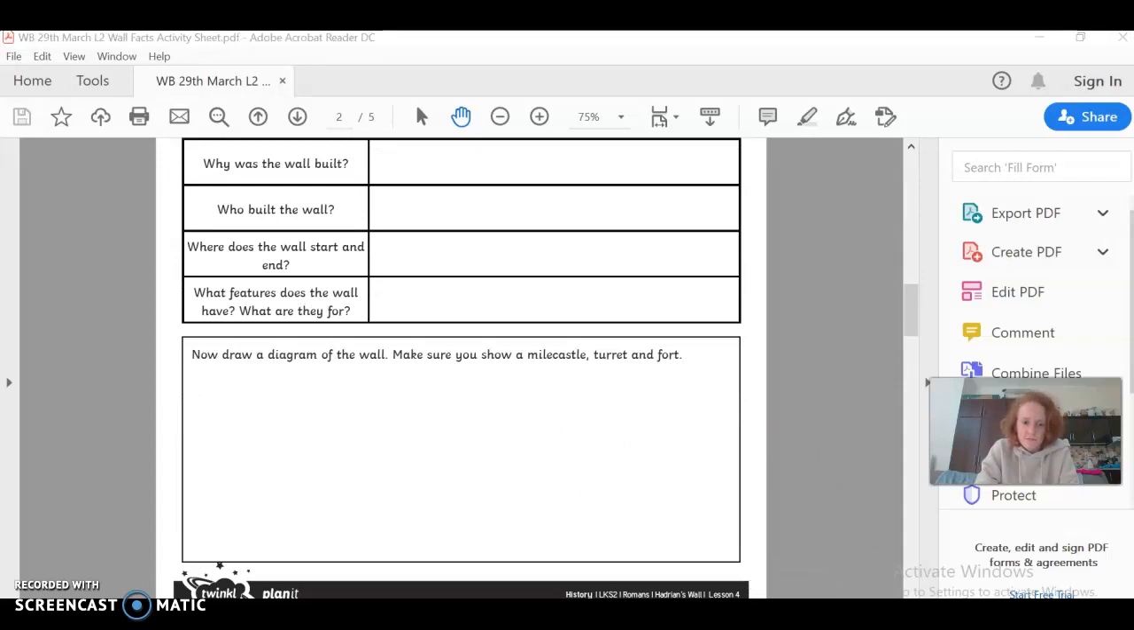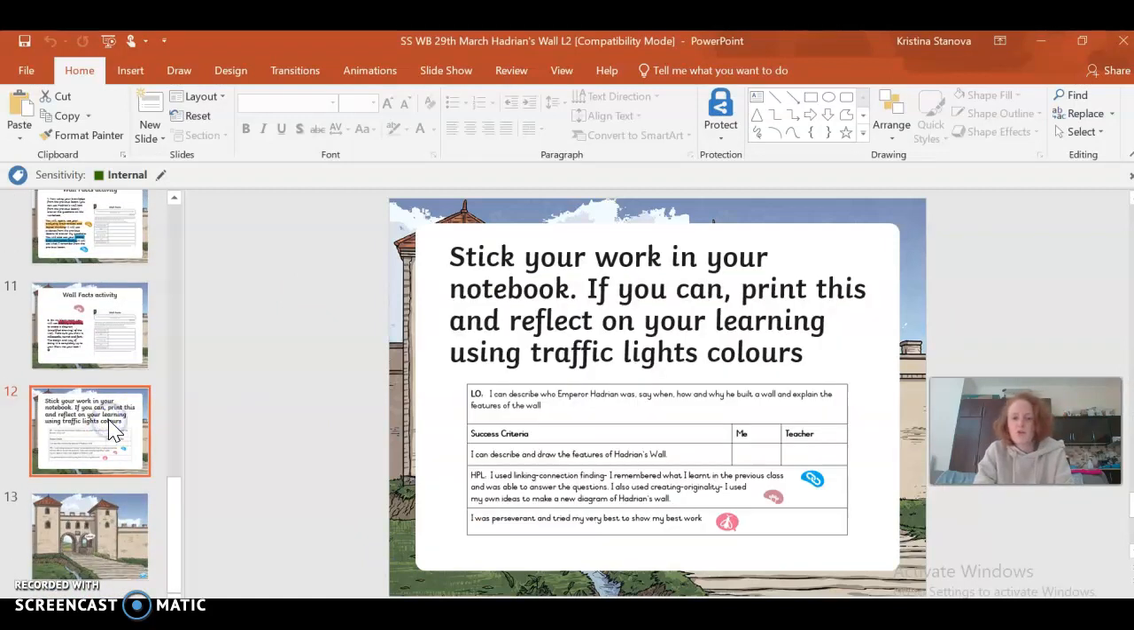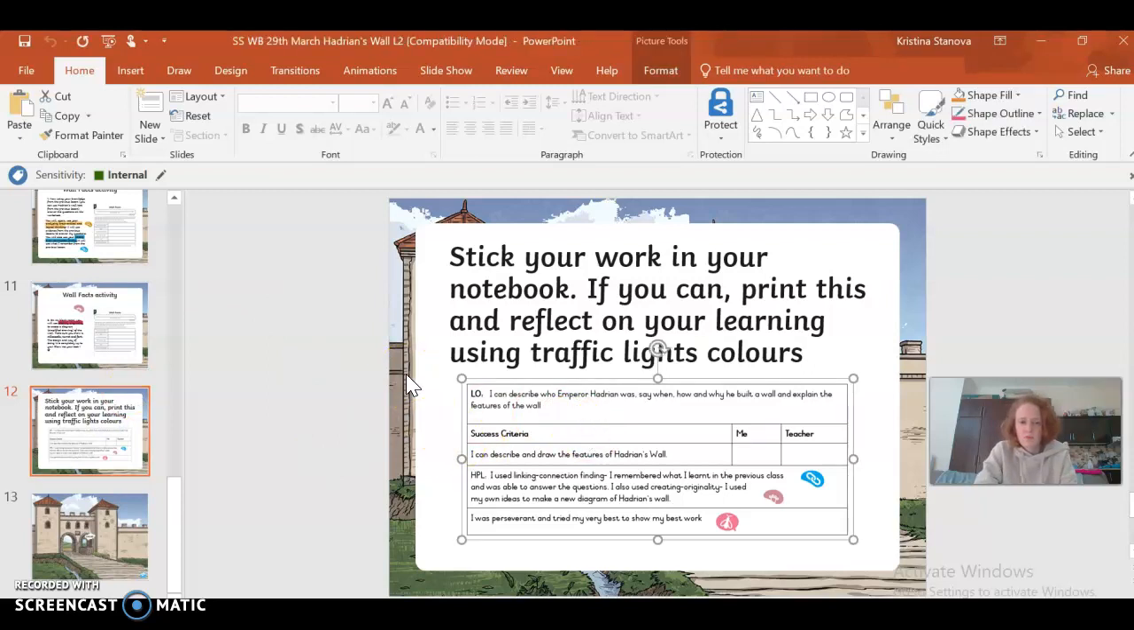And now at the end of the lesson, oh, there we go, we have the SNI. You have the learning objectives, your success criteria, and what HPL you were using in that lesson. So if you can, print this out, stick it in your notebook, and finish your work. If you can't print it out, it's absolutely fine. At least you can read it and try to think about how your learning went this day.